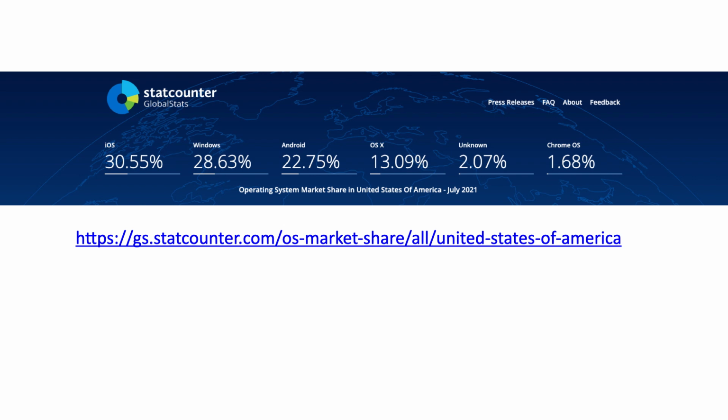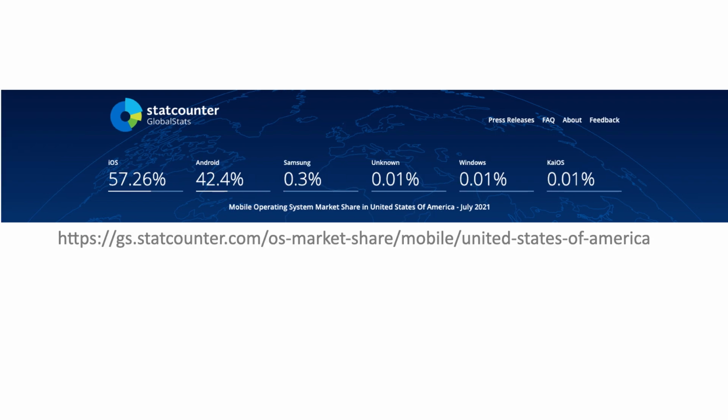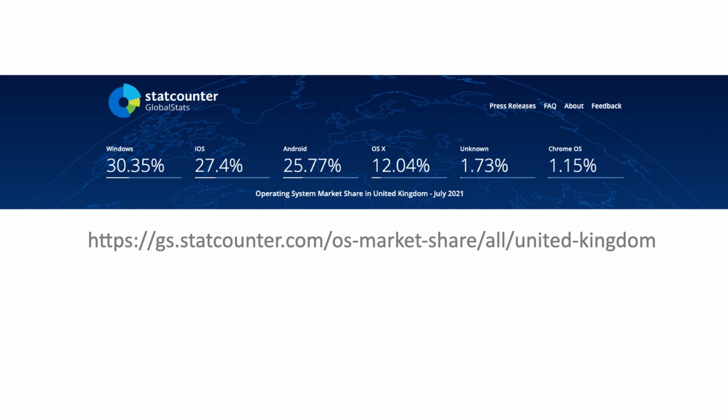In the month of June this year, Stats Counter showed that 30% of all US web traffic was on iOS, 28% Windows, 22% Android. And to drill that into just mobile browsers, 57% were iOS and 42% were Android. In the UK, 30% of people use Windows to browse the web, 27% iOS, 25% Android.